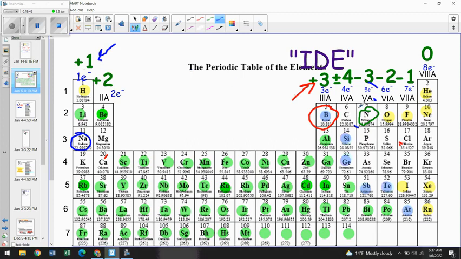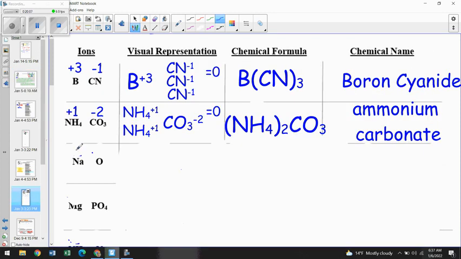And then oxygen is way over here. It's going to have that -2 charge because it's in that 6th column. To get its 8 valence electrons, it could lose 6 and become +6, but it's easier to just gain 2 and become -2. So now I've got the charges: sodium is +1, oxygen is -2. I'm going to write out or draw one of each.